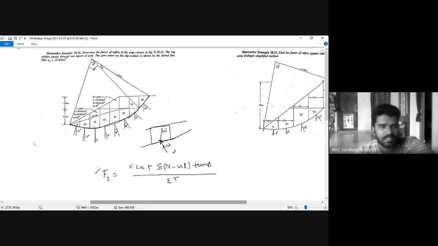So here the 2 soil layers are existing. That's why the 2 C values will come, 2 gamma values, 2 phi values are there. So first layer is having C equal to 30 kilonewton per meter square, gamma equal to 20 kilonewton per meter cube, and phi equal to 20 degrees. For the second layer of soil, which is above the 7th slice that you see, C is equal to 25 kilonewton per meter square, gamma is equal to 19 kilonewton per meter cube, and phi is equal to 10. And R, the radius of the circle given, is 28 meters.